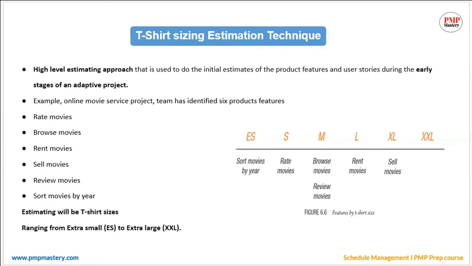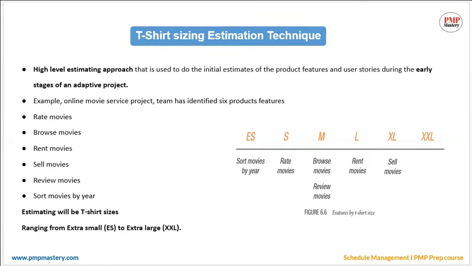If your team is aiming to do just enough estimation to map out the overall effort they will require in a project to get work started, they can use one of the high-level estimating approaches, which is the T-shirt sizing estimation technique. However, there are multiple estimation techniques we use for estimating our projects, traditional or adaptive. One of the high-level estimation techniques, T-shirt sizing, we are discussing in this video.